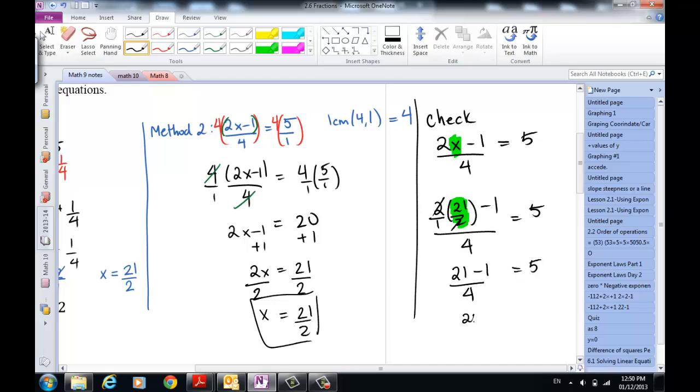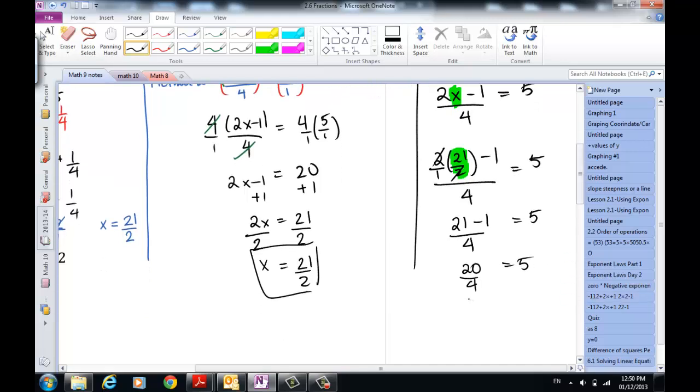21 minus 1 is 20, over 4 is equal to 5. And 20 divided by 4 is 5. So I got the right answer. So my answer is x equals 21 over 2.